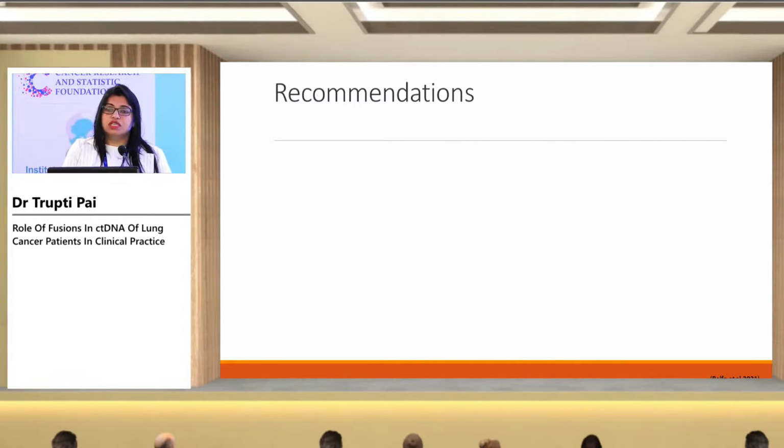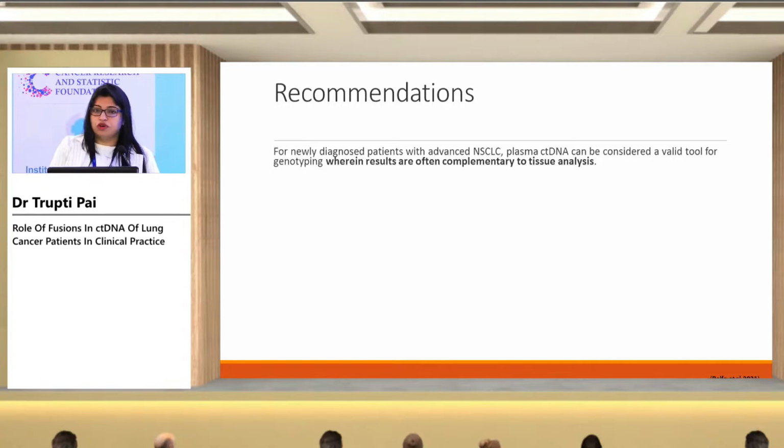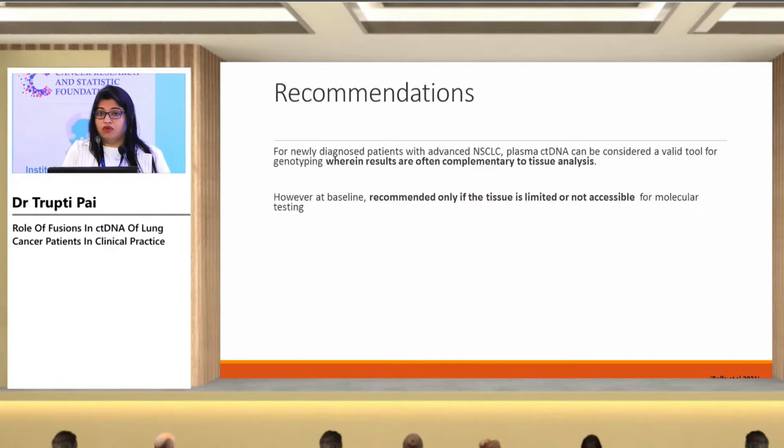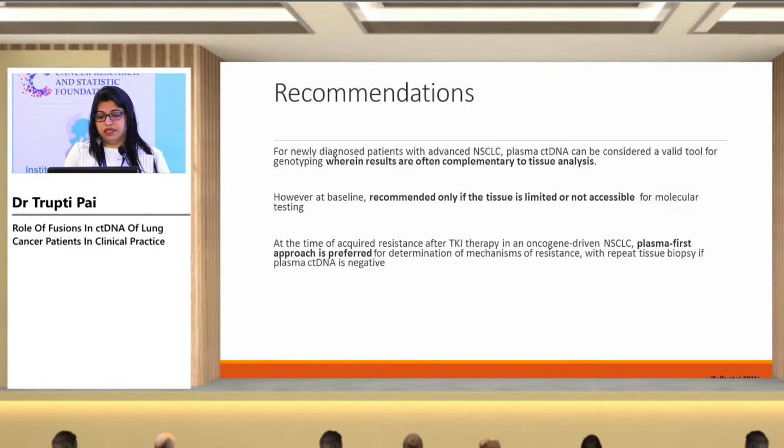So when it comes to cfDNA, what are the recommendations, whether the patient is treatment naive or on progression? First and foremost, for newly diagnosed patients with advanced NSCLC, plasma ctDNA is a valid tool wherein results are often complementary to tissue analysis. Directly, you cannot start with cfDNA. However, at baseline, if the tissue is inadequate or inaccessible, you can start with this.